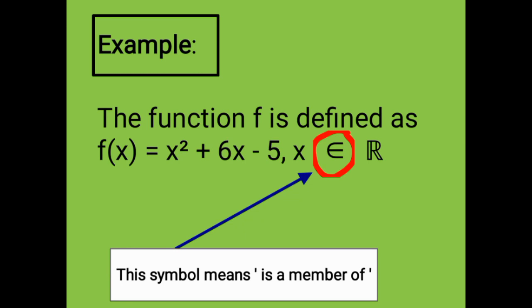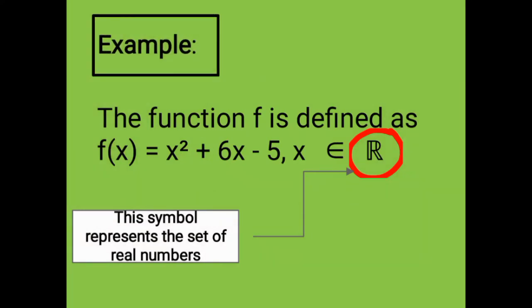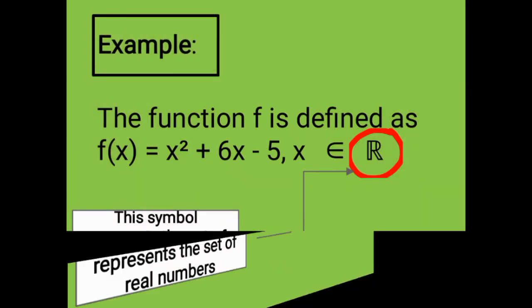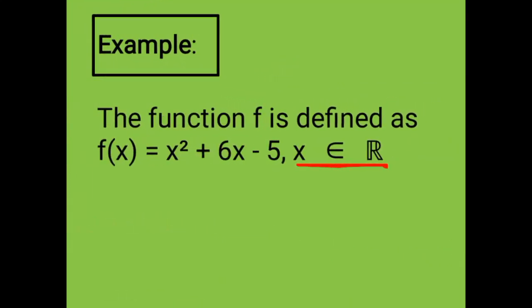The function f is defined as f(x) equals x to the power 2 plus 6x minus 5. As you can see here, this symbol means is a member of, and the symbol shown here represents the set of real numbers. If the input of a function x can be any real number, then the domain can be written as shown below. The solutions to an equation are sometimes called the roots of the equation.